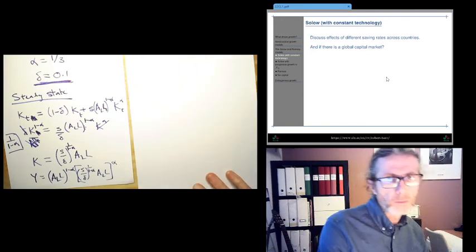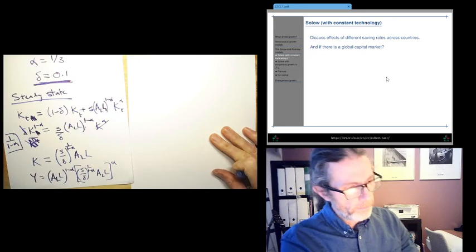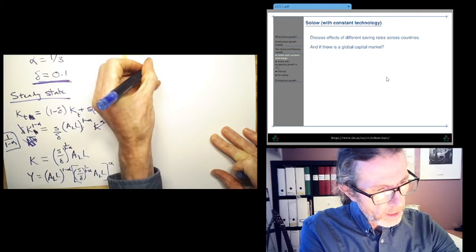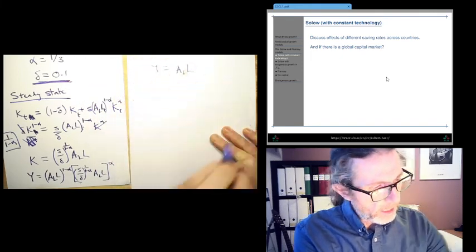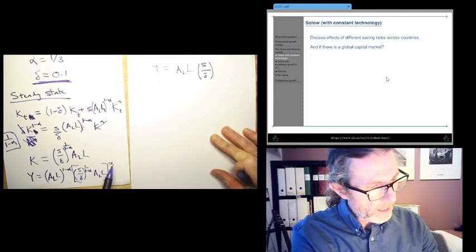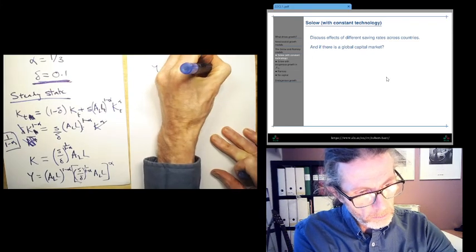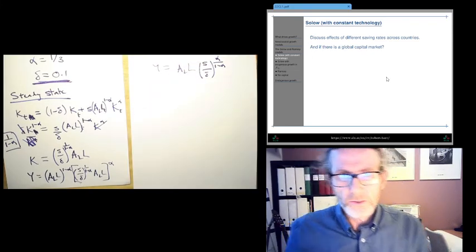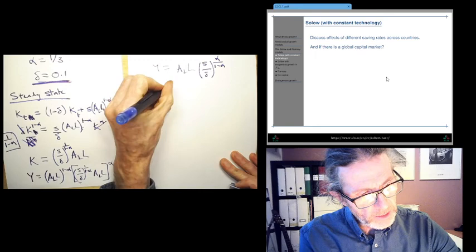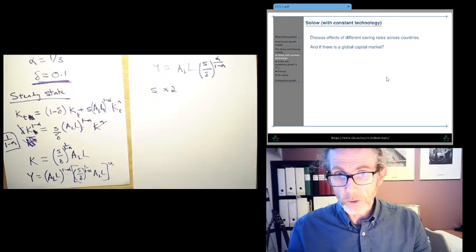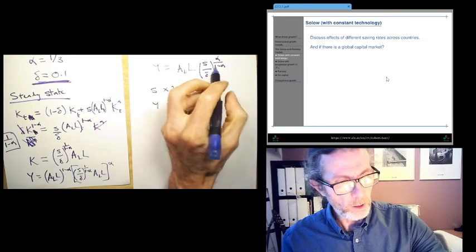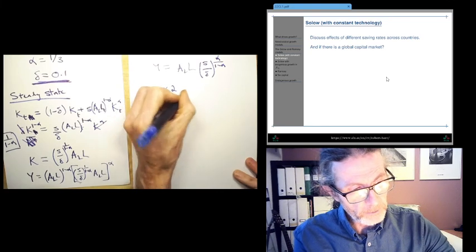Try and stay on page. That's ALL to the 1 minus alpha, ALL to the alpha. So Y is just ALL times S over delta to the alpha over 1 minus alpha. So, what does that tell us? It tells us that if we multiply S by 2, for instance, if we double the saving rate, we multiply Y by what? 2 to the alpha over 1 minus alpha.